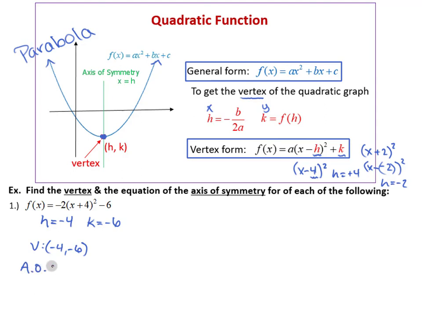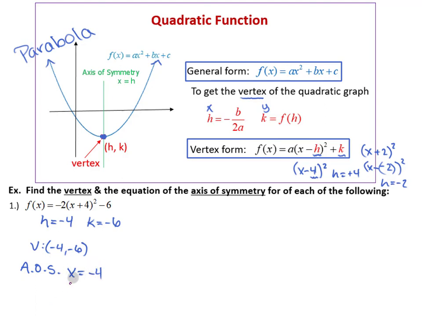And the axis of symmetry, which we'll call AOS, is this vertical line x equals our h value. Since our h value is negative 4, that's what we put. So there it is. There's my vertex. There's my axis of symmetry. And that is an equation.